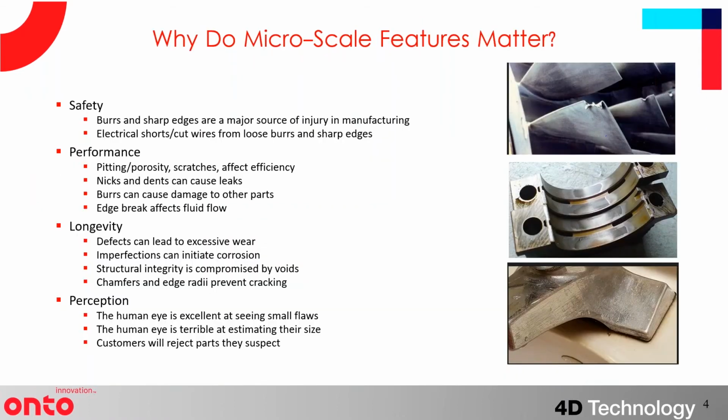So why do those types of small scale features matter? Well, oftentimes they can be a safety concern. So burrs and sharp edges are actually a major source of injury in manufacturing environments, and they can be dangerous. Other safety issues associated with small scale defects can be electrical shorts or cut wires or damaged parts due to burrs and sharp edges on machined components.